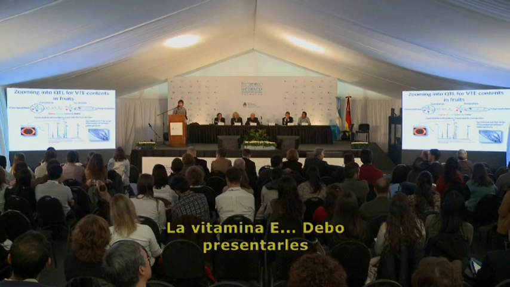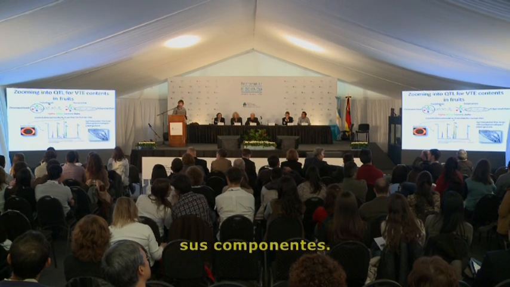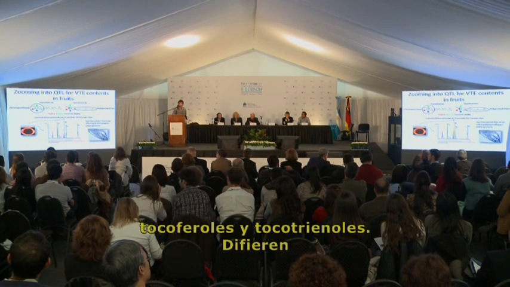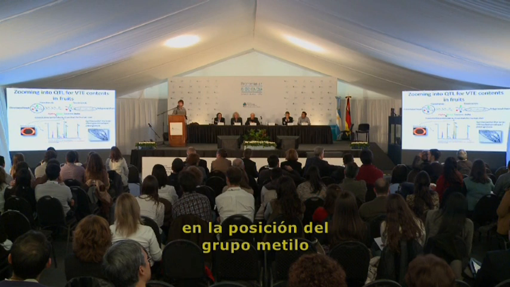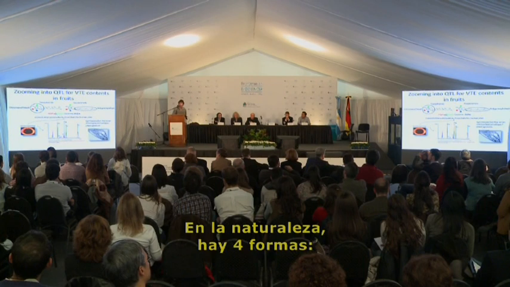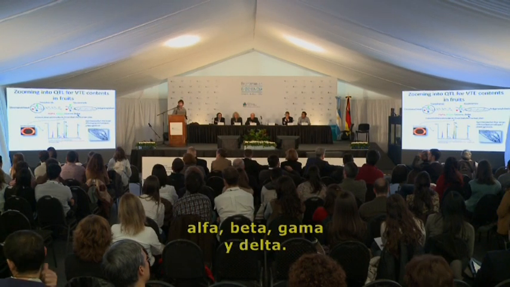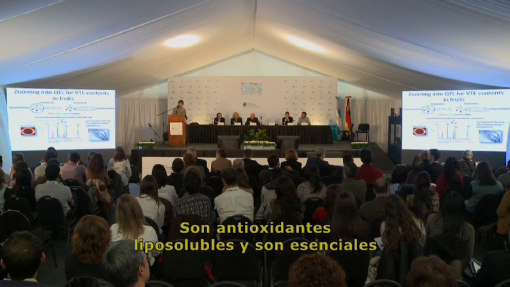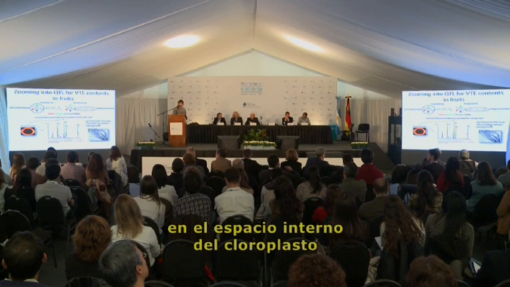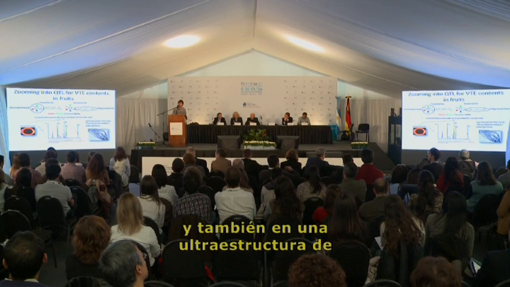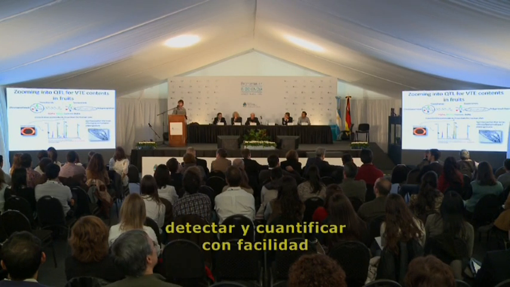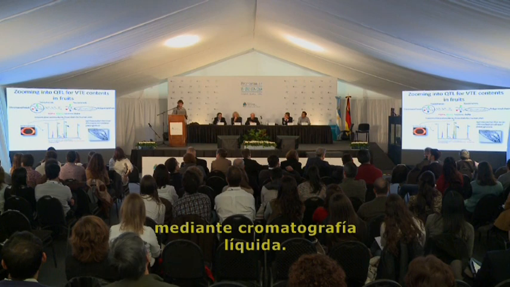Vitamin E, I have to introduce to you, is composed of 2 kinds of compounds, the tocopherols and tocotrienols. They differ in the methyl group positions of the chromanol head, and they occur in nature in 4 forms: alpha, beta, gamma, and delta. They are liposoluble antioxidants and are essential for human diets. They are synthesized at the inner chloroplast envelope and also in a very particular ultrastructure of the chloroplast, the plastoglobule, and they can be easily detected and quantified by liquid chromatography.